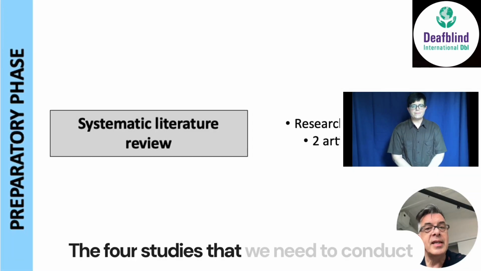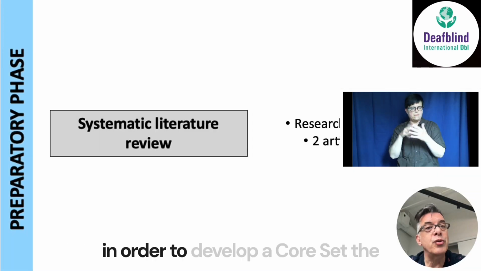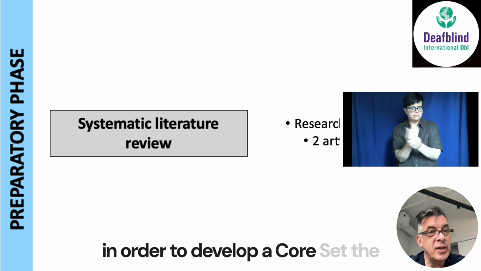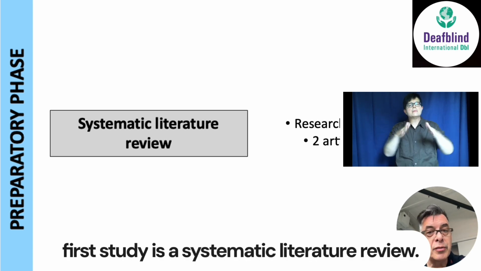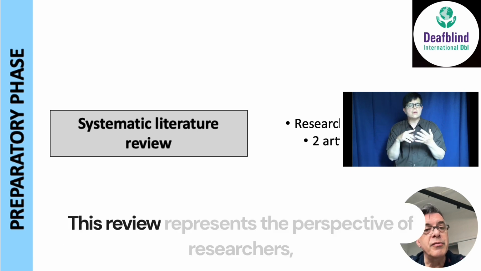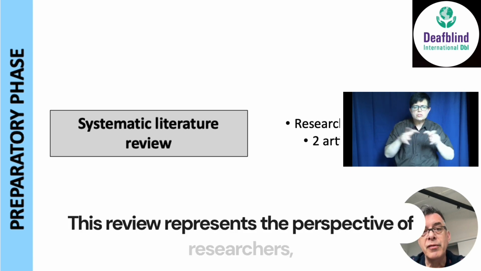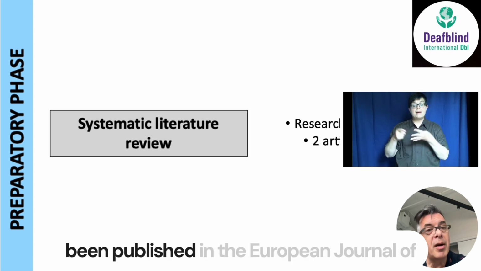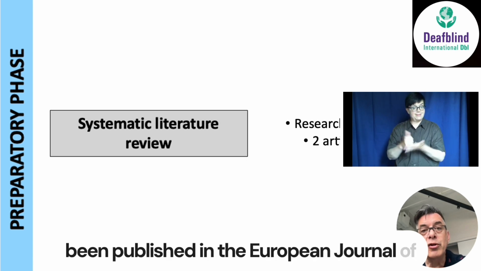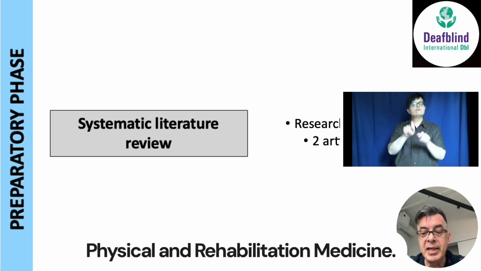The 4 studies that we need to conduct in order to develop a core set. The first study is a systematic literature review. This review represents the perspective of researchers, and the 2 resulting articles have already been published in the European Journal of Physical and Rehabilitation Medicine.